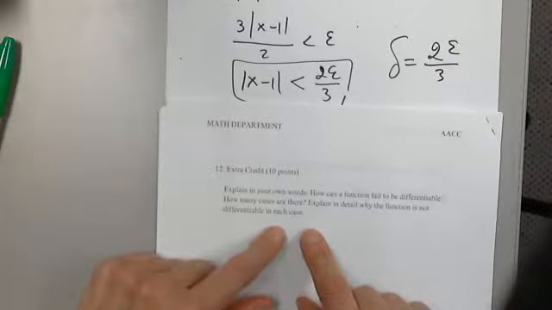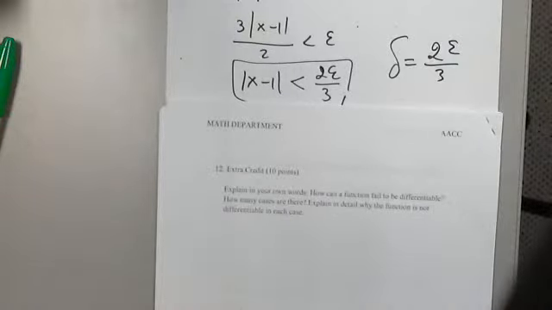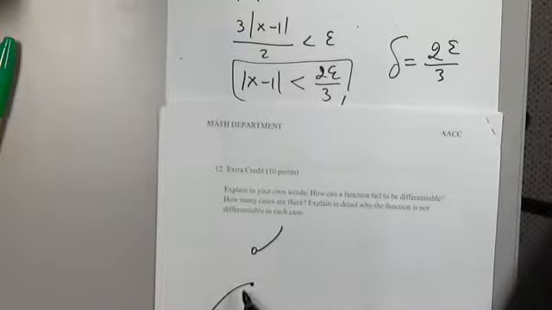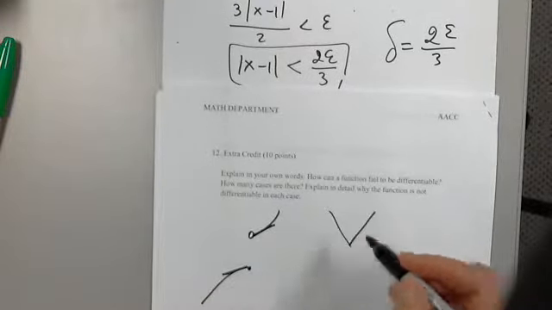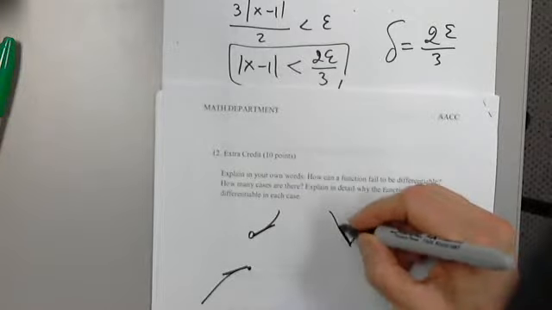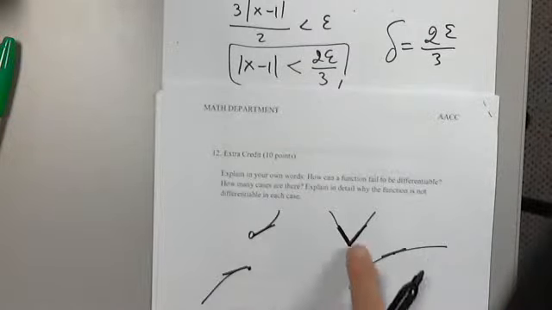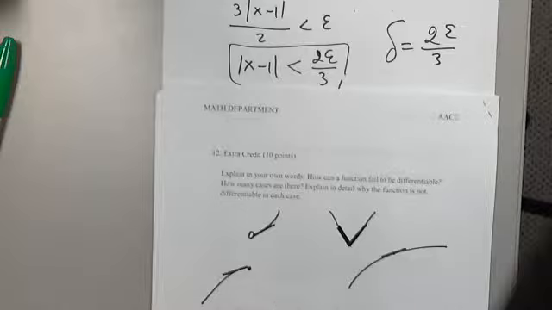Explain in detail why the function is not differentiable in each case. Well, it cannot be differentiable when it's not continuous, because it has a tangent here and a tangent here. It's not differentiable when it has a cusp or a corner, because it has a negative tangent here and a positive tangent here. If a function is differentiable, it has one tangent at that point. If it has two tangents, it's not differentiable. And it cannot be differentiable when the derivative is undefined.